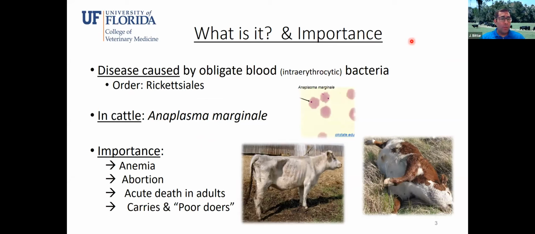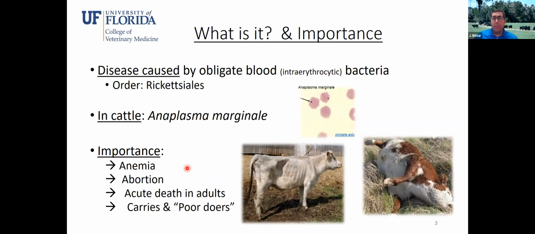So anaplasmosis is a disease caused by a bacterium called Anaplasma marginale, and it must infect the blood of the cattle. The Anaplasma marginale, as you can see here, has this name because when you stain them, the inclusion bodies go on the border, on the margin of the red blood cells. And this species can infect cattle, bison, and deer.